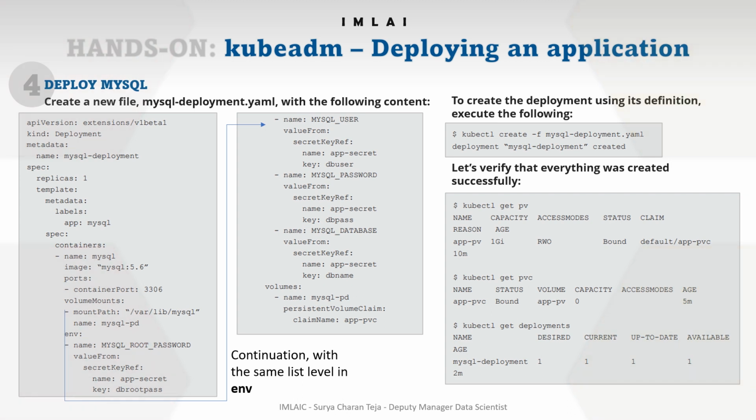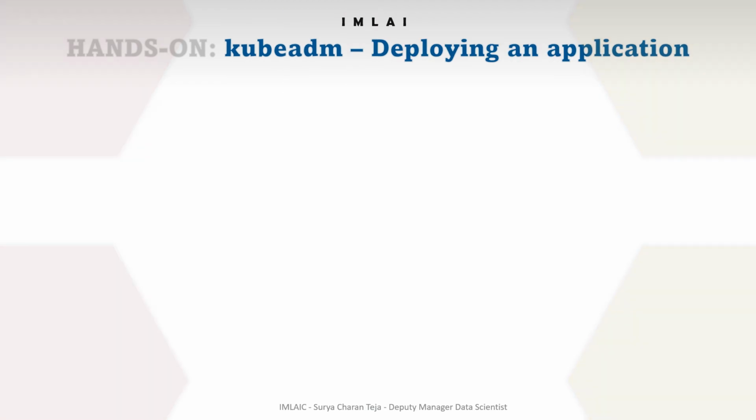Let's verify that everything was created successfully. So now let me run kubectl get pv, that's persistent volume, pvc, persistent volume claim, and kubectl get deployments to see the deployments. That's it. The deployment has been created and the respective objects were also successfully created. Now it's time to move on to the next object, creating a service for MySQL.